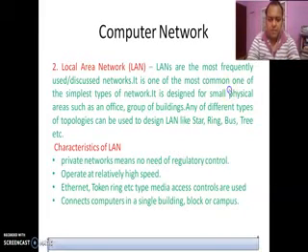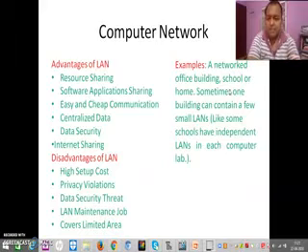Now coming to the advantages and disadvantages. Advantages of LAN: resource sharing is possible, as we can share our printer. Software application sharing, yes, we can use software. Easy and cheap communication, right? Centralized data is there, data security is there. We can share our internet with the help of a switch or hubs. Now disadvantages of LAN: it has a high setup cost. Yes, there are costly devices, privacy violations, data security threat, and LAN maintenance has to be done, checking whether the network is transmitting properly or not. It covers a very small or limited geographical area.